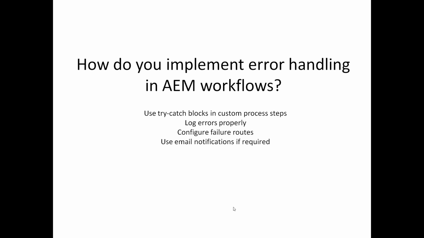And you can remember the structure of that. First, error handling in custom process, that is the try catch block. Then proper logging, then failure routes in workflow model, notification or alert, and preventive validation.